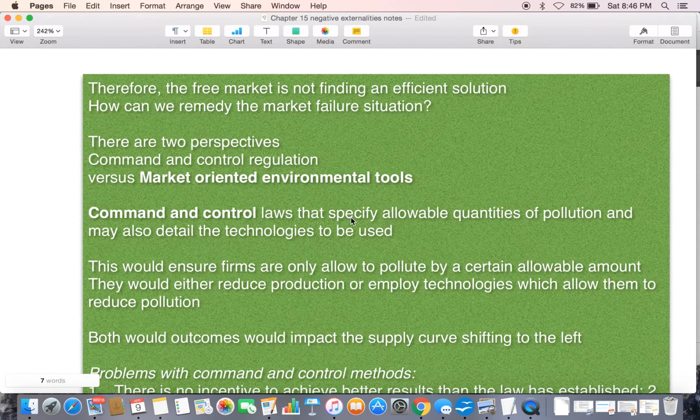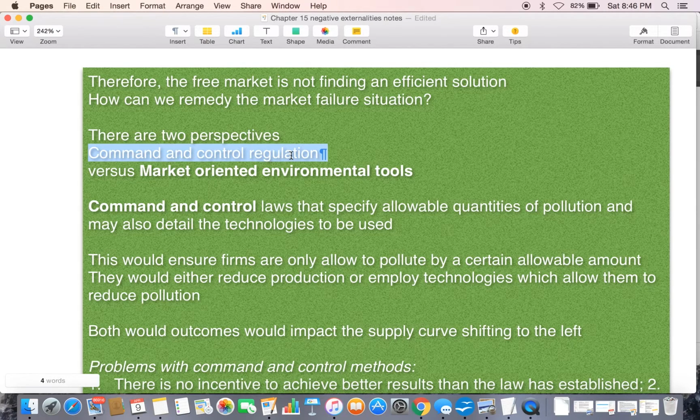And there's two different perspectives on this. We can use command and control regulation versus market-oriented environmental tools. And command and control regulation is an older thought process as to how to remedy the situation. Command and control are laws that specify allowable quantities of pollution and may also detail the technologies that need to be used to remedy the pollution, so to eliminate the pollution or to mitigate some of it at least.